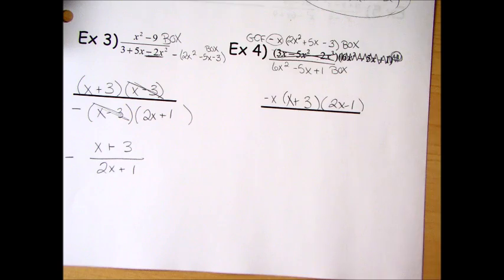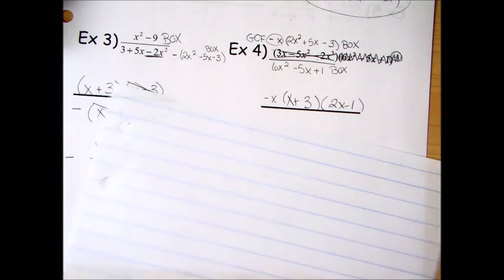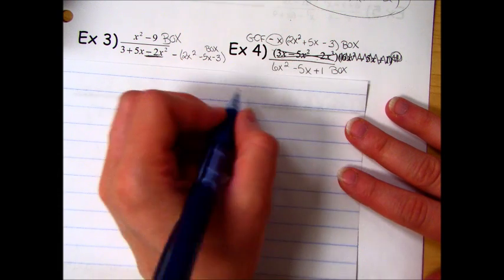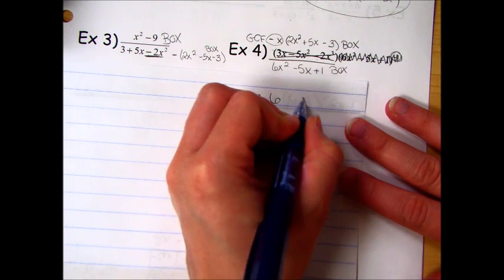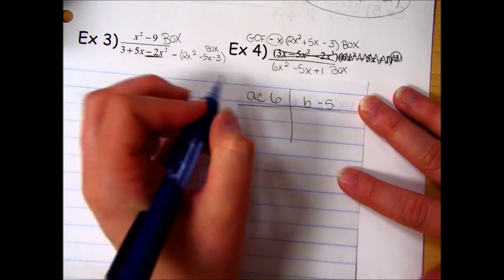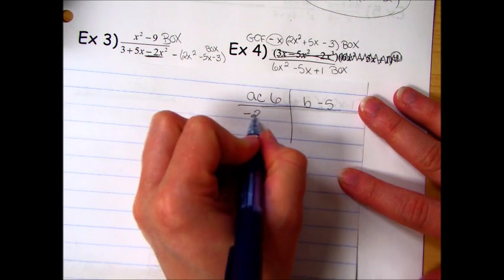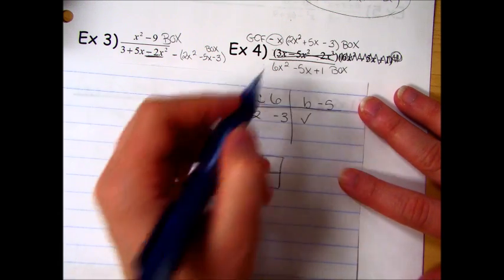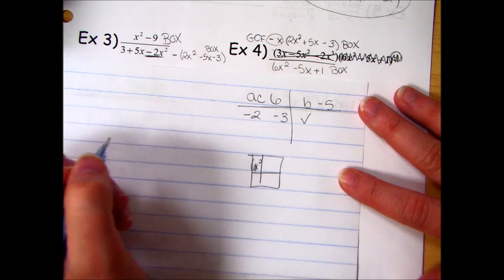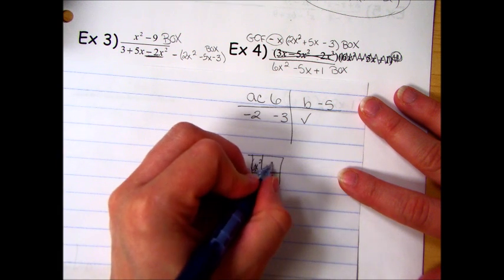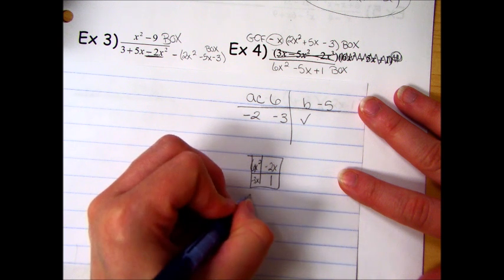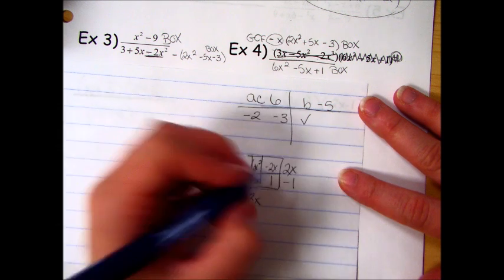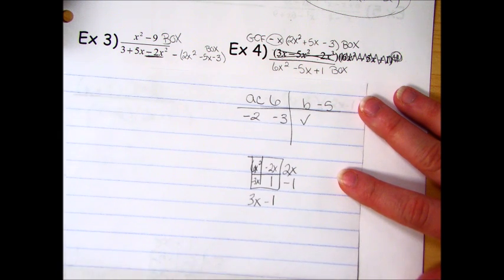Now for the bottom. Oh, I got another box to do. So I'll just use the back side here. So we have 6x squared minus 5x plus 1. So AC is a positive 6, B is a negative 5. I need to multiply, so I'm going to use a negative 2 and a negative 3. That will multiply to positive 6, add to negative 5. Then for my box, 6x squared up here, 1 down here. Negative 2x, negative 3x. GCF, GCF, GCF, and GCF. So 2x minus 1 and 3x minus 1.